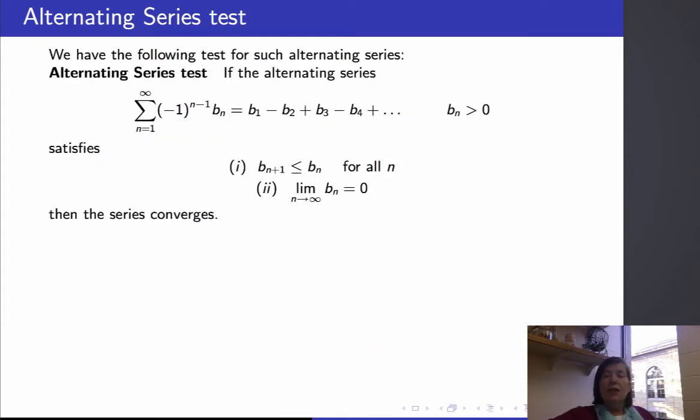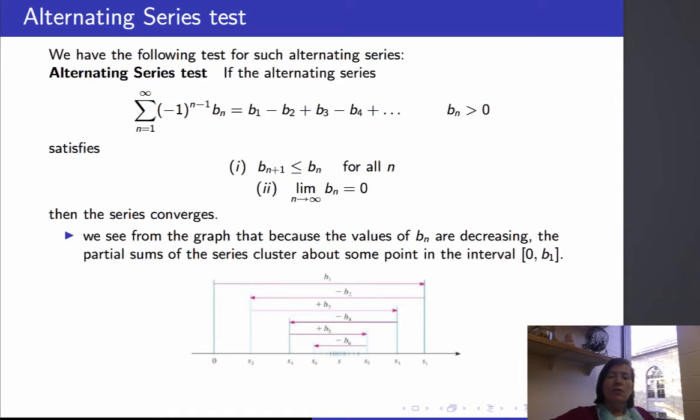The big test in this section is the alternating series test. It says, if I have one of these alternating series, the sum of (-1)^(n-1) times bn, the first thing I should check is that the limit as n goes to infinity of bn is 0. If not, then as in the last example, this series is going to diverge. And then, if b(n+1) is always less than or equal to bn for all n, then I can conclude that the series converges.